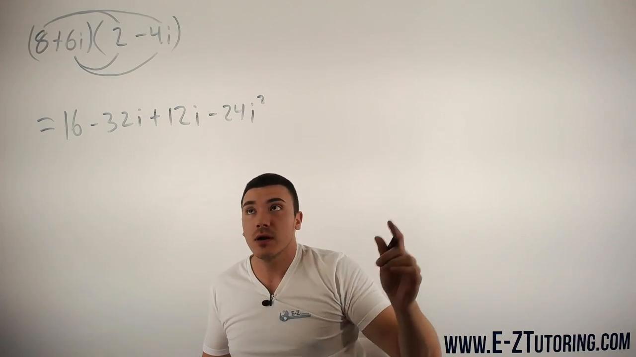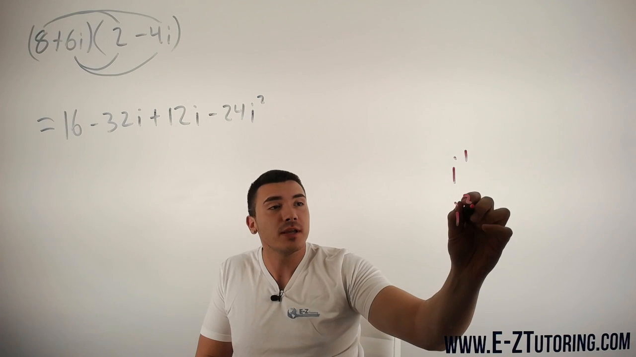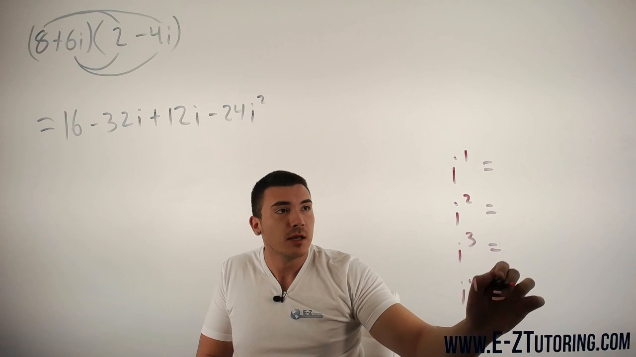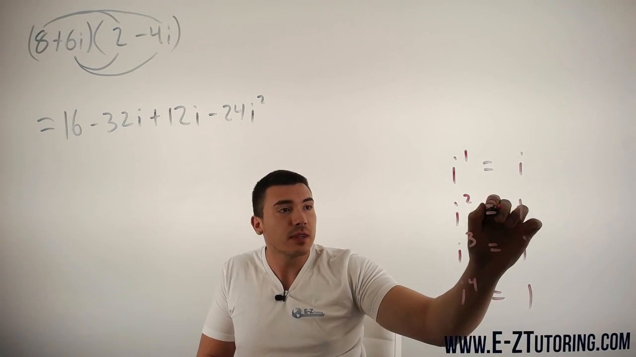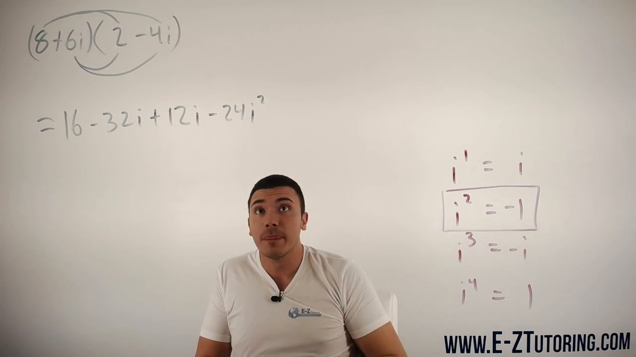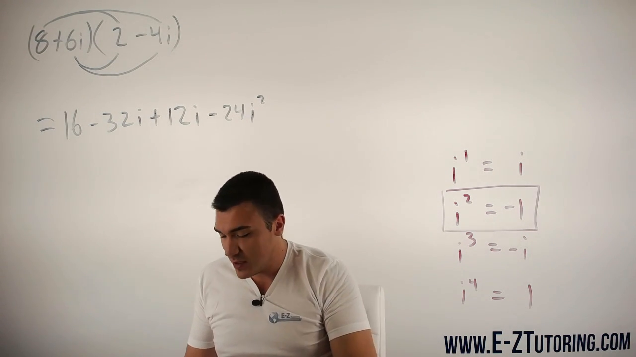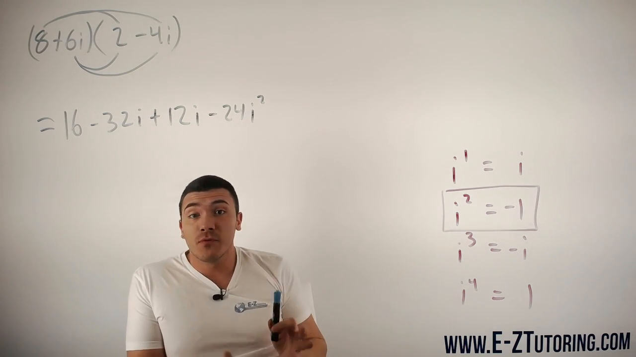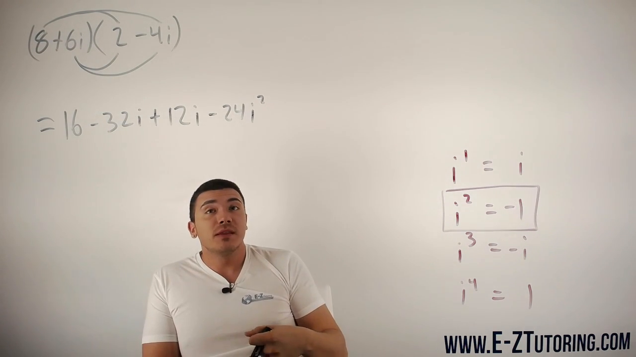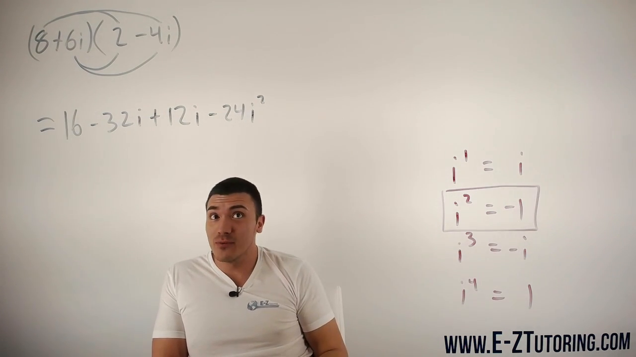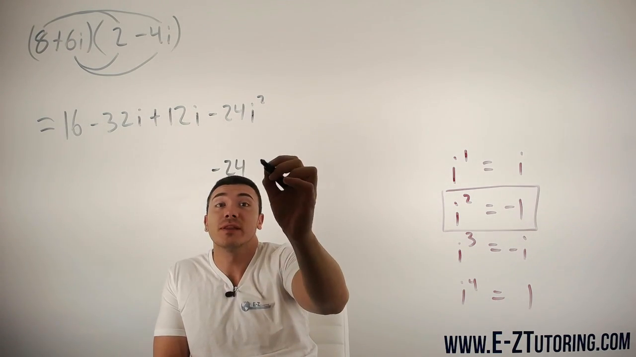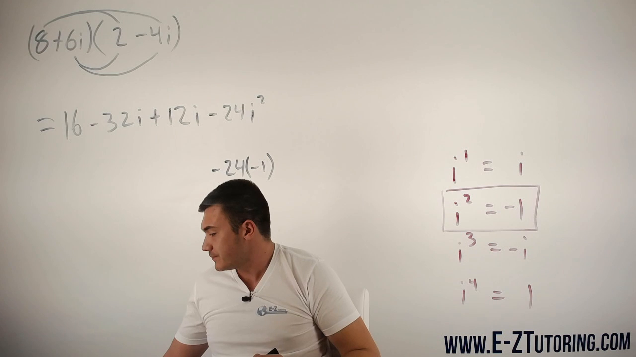If you guys remember the little cheat sheet, I guess you would call this, the rules of i for powers 1 through 4, it goes i, 1 with the negatives in the middle. You will see that i to the power of 2 is negative 1. And you can see that we have an i to the power of 2 here. So whenever you FOIL complex numbers, you are always going to get an i squared, which means you're always going to have to replace that i squared with negative 1. So this negative 24 times i squared is really like negative 24 times negative 1.